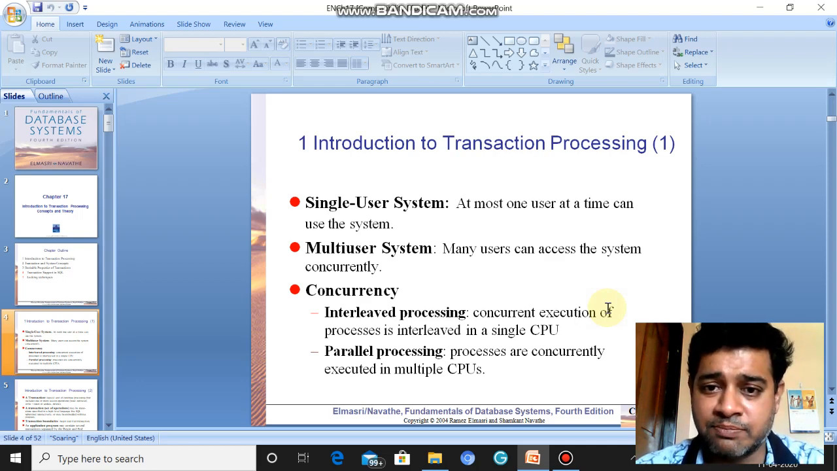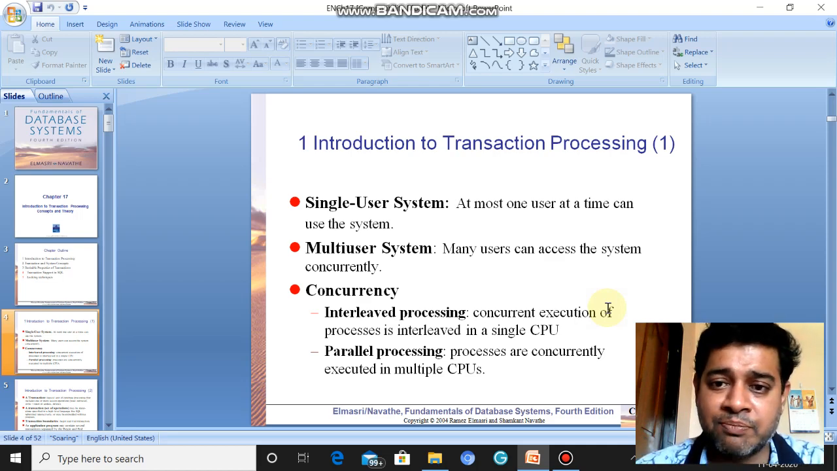Then multi-user system, many users. For example, suppose there is a reservation system. It could be anything like a bus reservation system, an aeroplane reservation system, or maybe a railway reservation system. These systems are multi-user systems where at a single instance of time, many users can log in and the system is handling these many users at the same time.